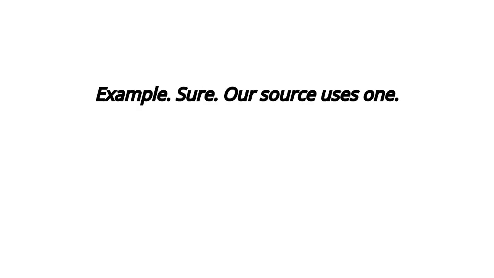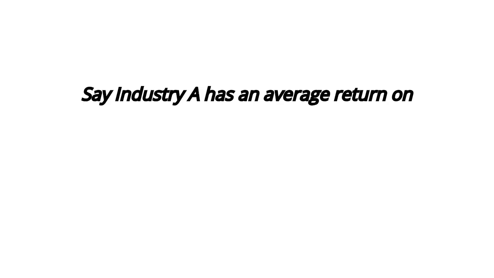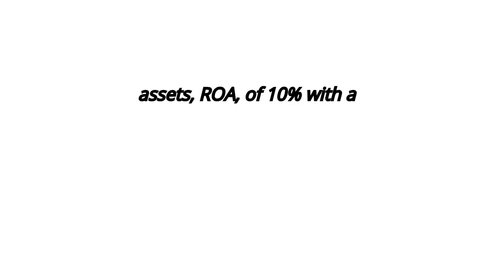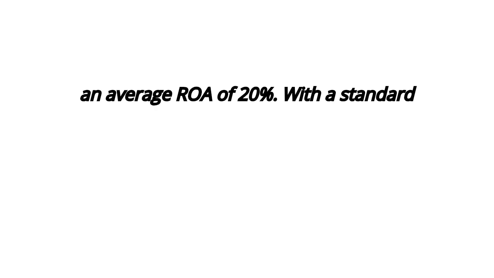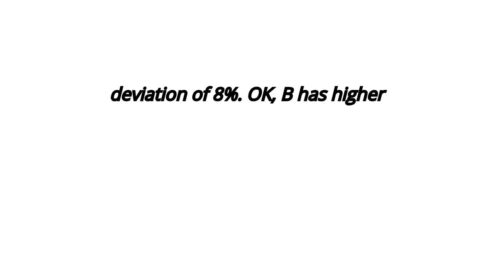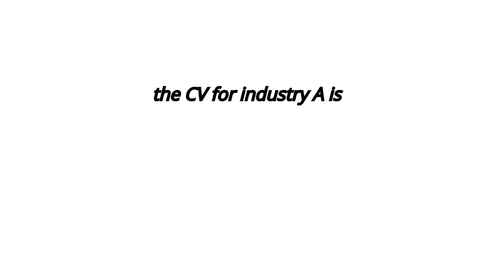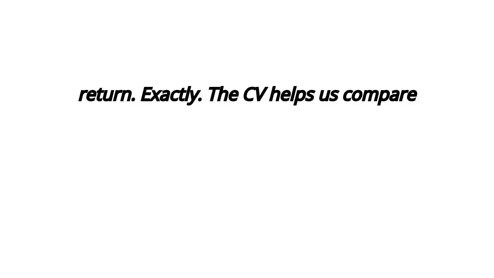Okay, example. Sure. Our source uses one. Say industry A has an average return on assets, ROA, of 10% with a standard deviation of 5%. Industry B has an average ROA of 20% with a standard deviation of 8%. Okay, B has higher standard deviation. Seems riskier. Just looking at standard deviation, yes. But the CV for industry A is 0.5, 5 divided by 10. For industry B, it's 0.4, 8 divided by 20. So A has more risk per unit of return. Exactly. The CV helps us compare risk on a level playing field when the average returns differ significantly.